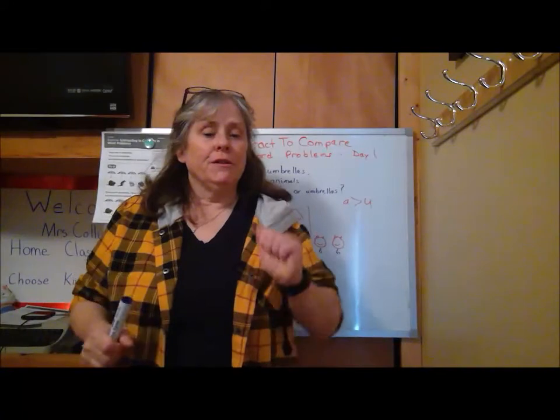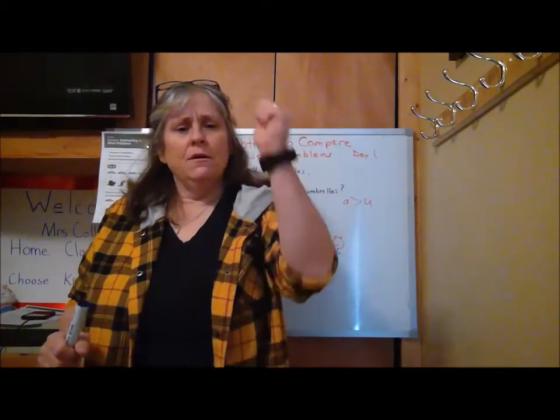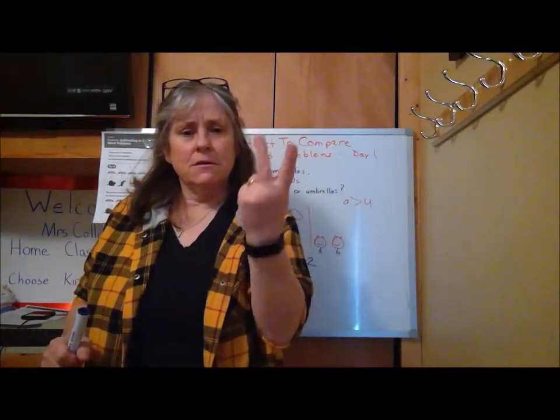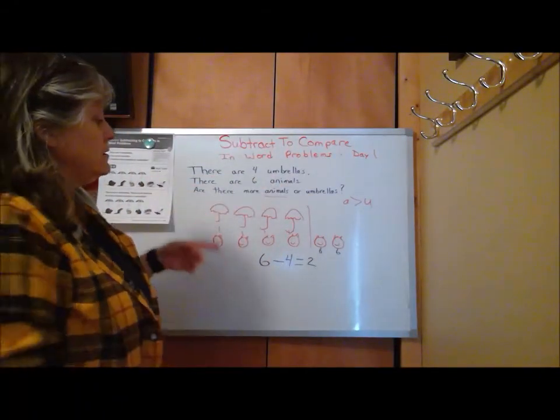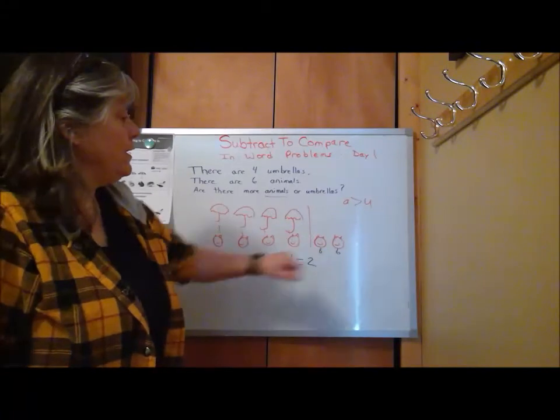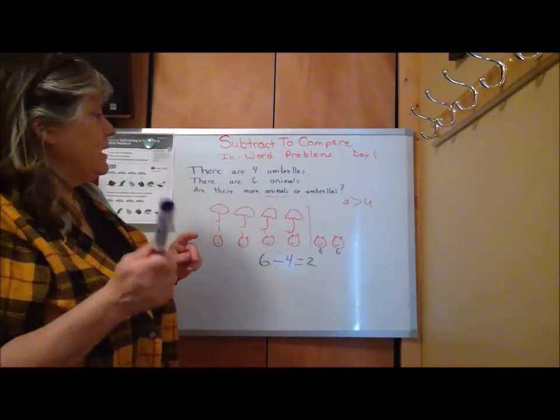I also could have gone like this. 4, 5, 6, counting on. So this is how we subtract to compare. So we know that we have more animals than umbrellas.